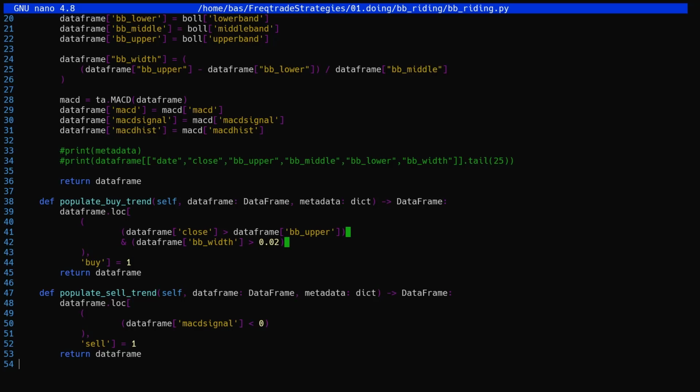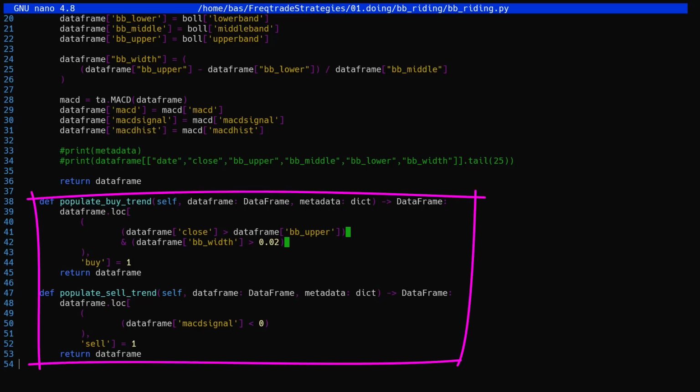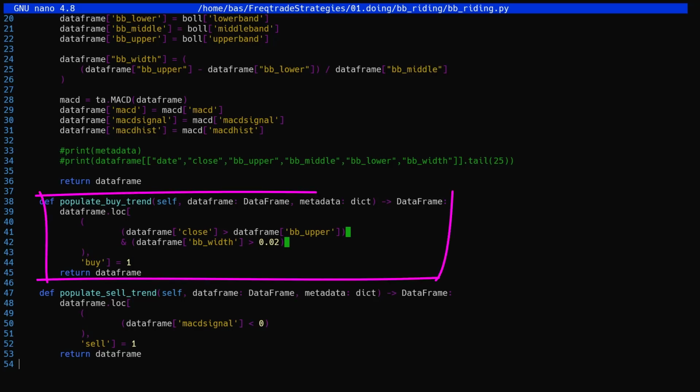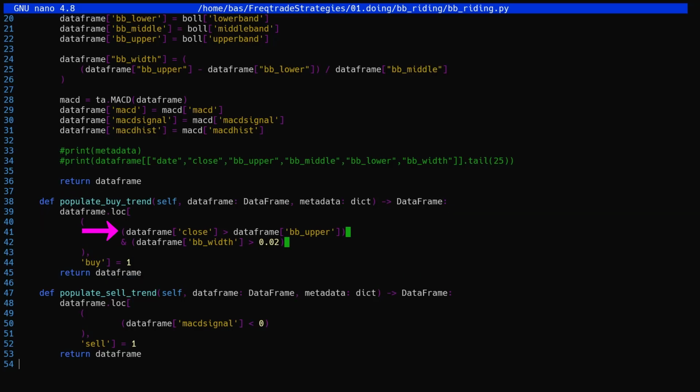Then next there is the main strategy setup. Here the buy and sell signals are defined, and as you can see, the pseudocode from earlier is coded in real Python code that the bot can read and use. This buy section checks if the close price is above the upper Bollinger Band, and this checks if the band is higher than 0.02%. And if it's below, then there is not enough momentum and the bot will not buy.